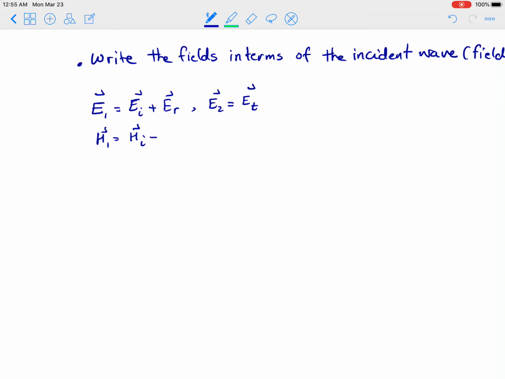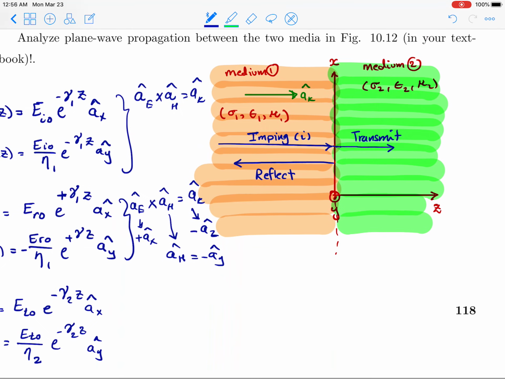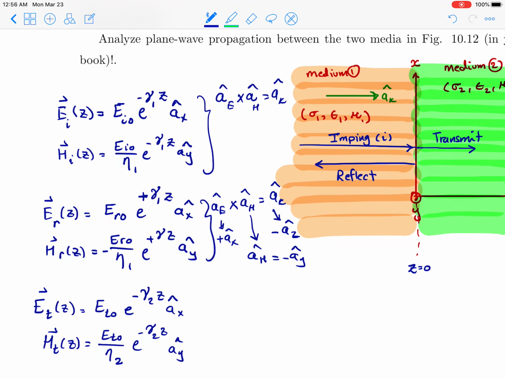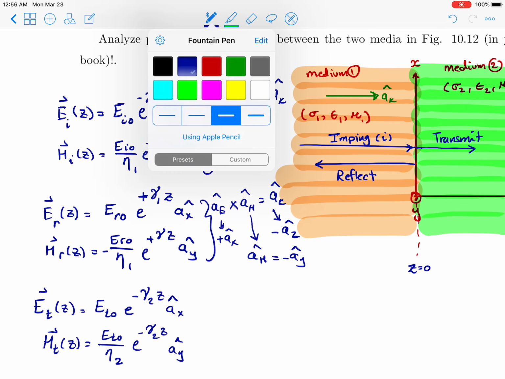The magnetic field in medium 1 should be the incident magnetic field plus the reflected magnetic field. The magnetic field in medium 2 should be only the transmitted magnetic field. Therefore, we need to apply the boundary conditions at the interface between these two media. So this is the point z equals 0.